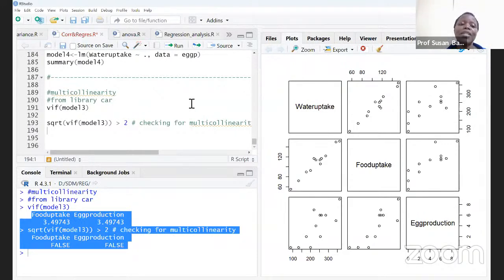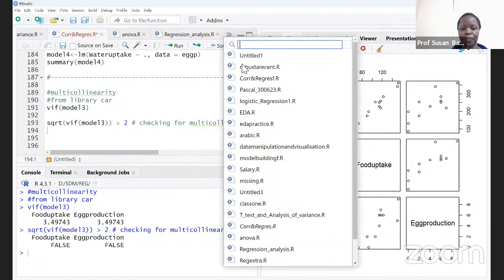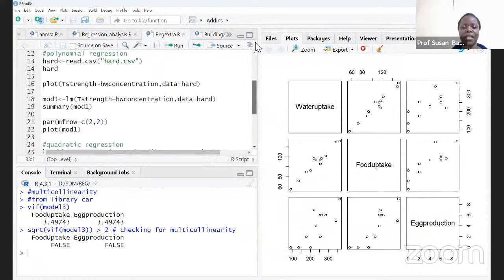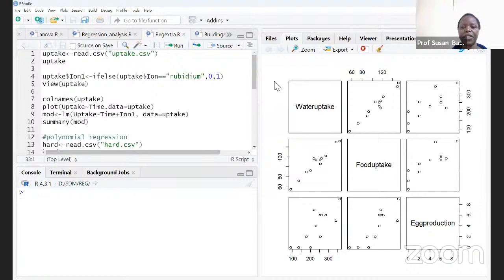So now we are going to use a script called regextra, regression extra, meaning we are going to look at curvilinear regression and or polynomial regression and also something else. Okay, let's open that script. It's called regextra. The data sets are still there. Let me write in the chat. It's called regextra. So that is the name of the script we are going to use.